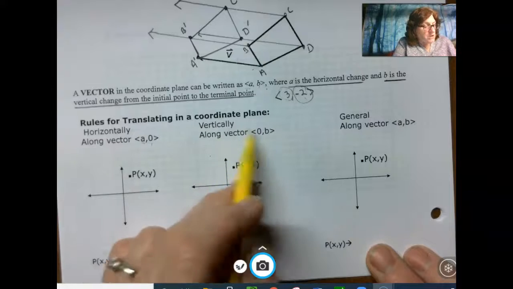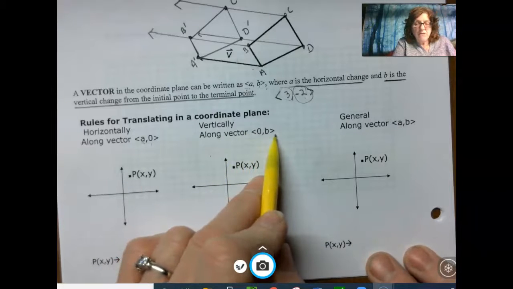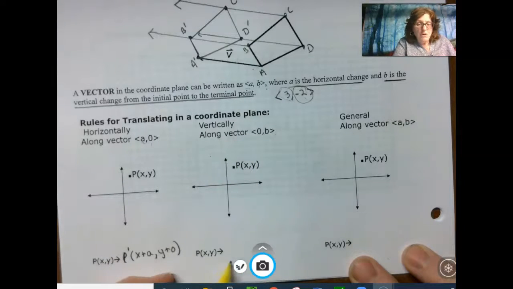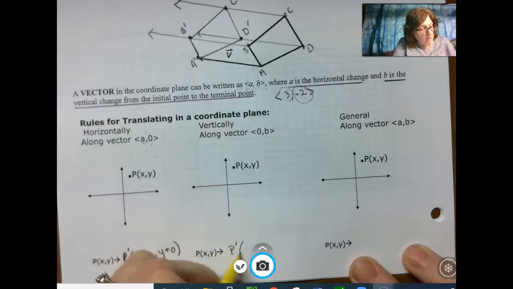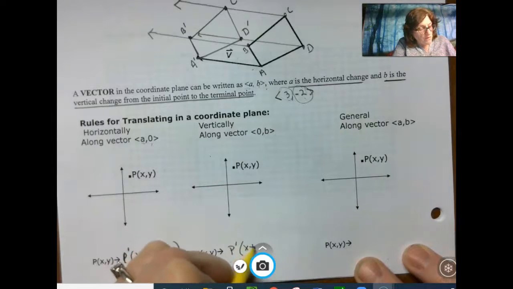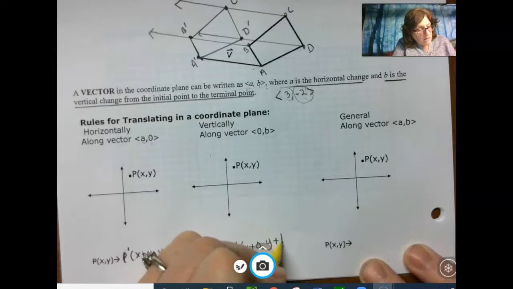For a vector that is <0, b>, it means that the new point, P prime, is going to be x plus 0. There's no movement on the x. And in the y, it's y plus b.